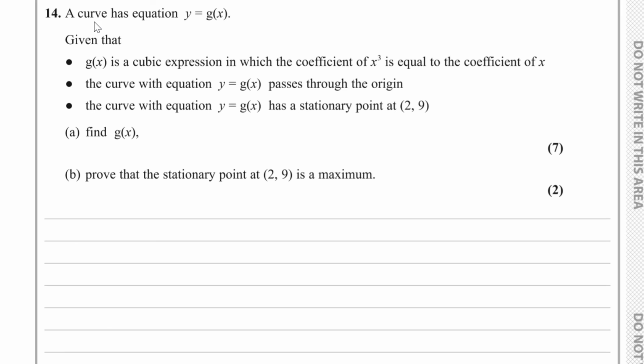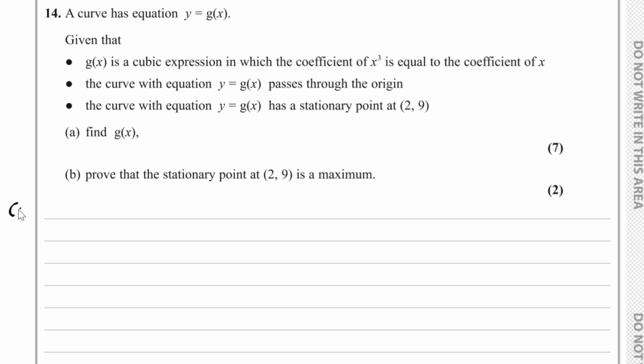Question number 14. A curve has equation y equals g of x, and given that g of x is a cubic expression in which the coefficient of x cubed is equal to the coefficient of x, and the curve with equation y equals g of x passes through the origin, and has a stationary point at 2, 9, we have to find g of x.